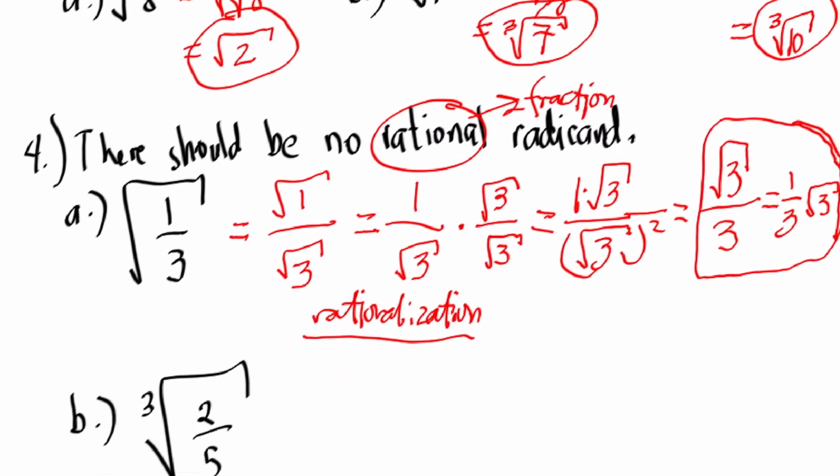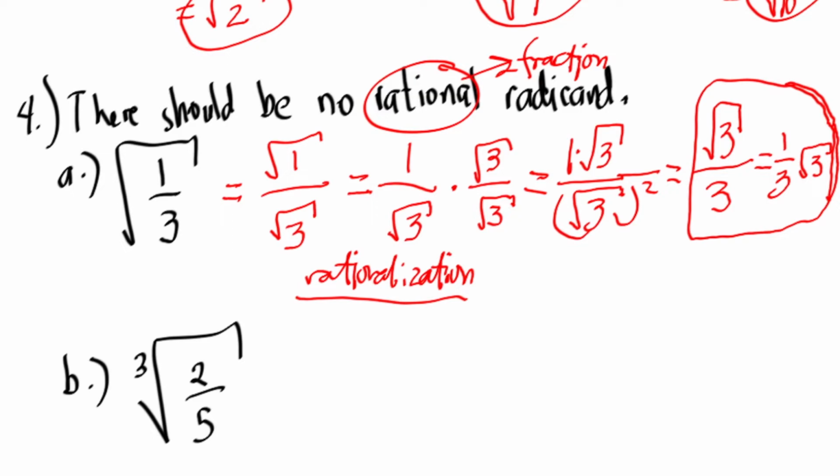For the next example, for number 4 still, we have the cube root of 2 over 5. So let's distribute by one law of the radicals. We have cube root of 2 and we have cube root of 5. We're going to do rationalization in this part. So if we rationalize, we're going to multiply it in such a way that we will make sure that the denominator is going to be equal to 1.